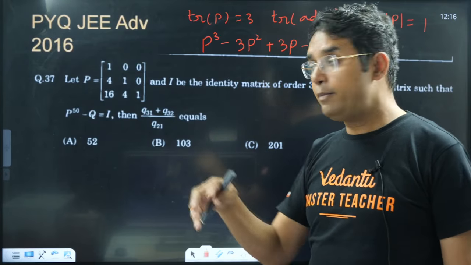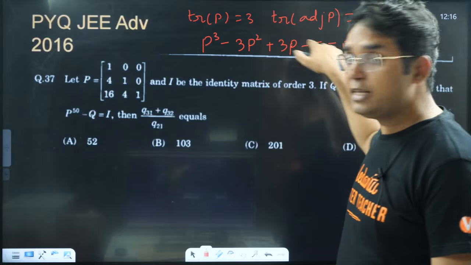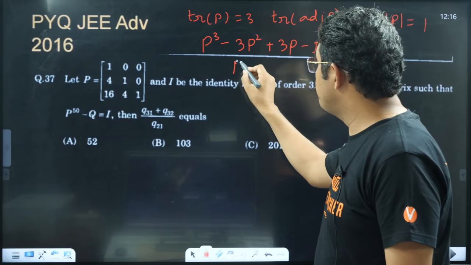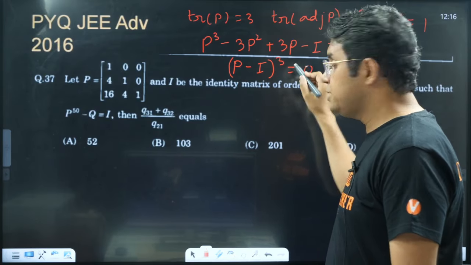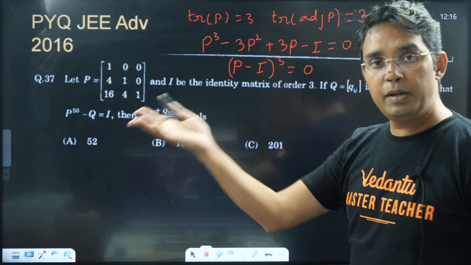Then Cayley-Hamilton theorem is used to get this expression. Now you can see this is p minus I whole cube equal to 0. So this is again a simple question like the previous one.